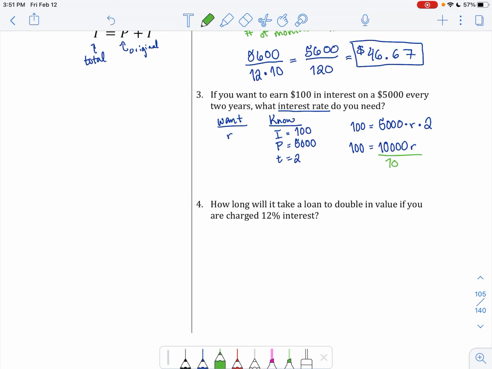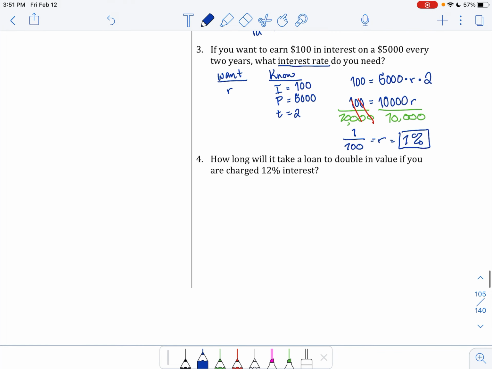Divide both sides now by 10,000. And absolutely, you could use a calculator for this, but remember when we're just dividing with zeros on the end, divide out 10, divide out 100. So then this is 1 out of 100 is equal to R. R, as we've discussed, is a percentage. 1 out of 100 is 1%. So you can absolutely use a calculator, but sometimes it's just faster to not.